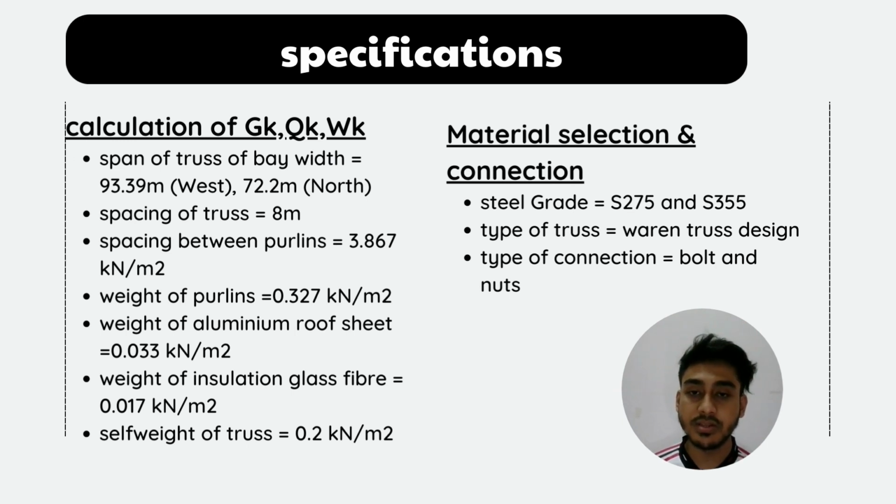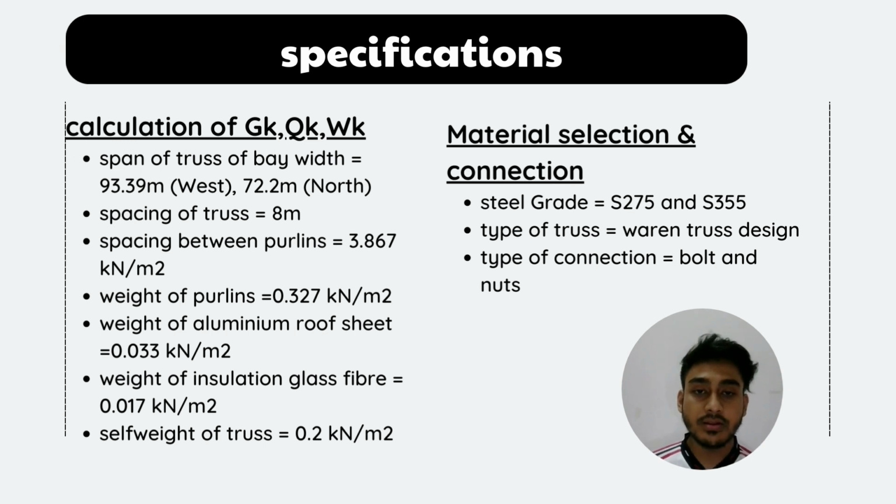Spacing between purlin is 3.867 kilonewton per meter square, and then the weight of purlin is 0.327 kilonewton per meter square. The weight of aluminium roof sheet is 0.033 kilonewton per meter square. Weight of insulation glass fiber is 0.017 kilonewton per meter square. And the last one is self weight of truss, which is 0.2 kilonewton per meter square.